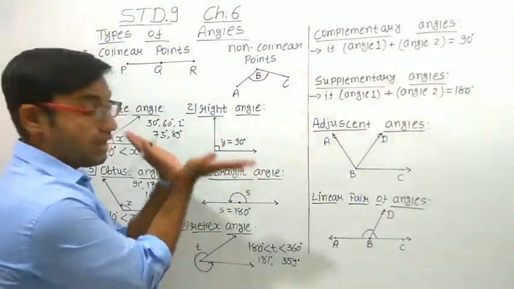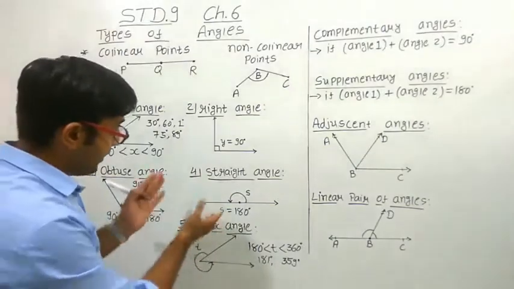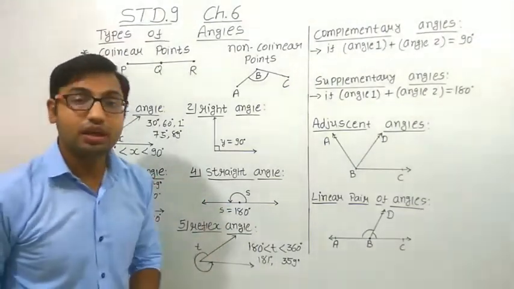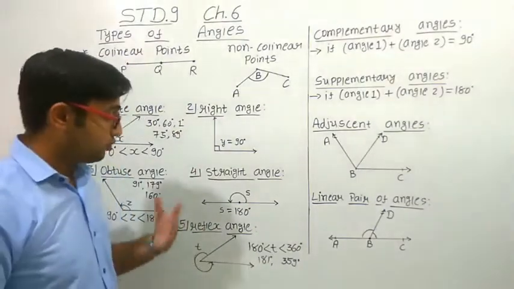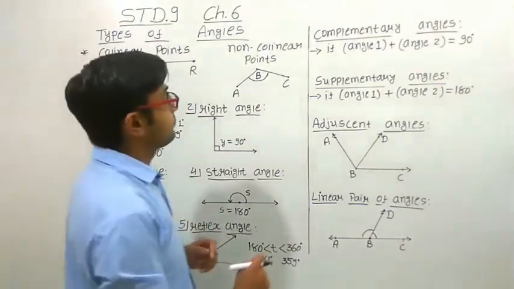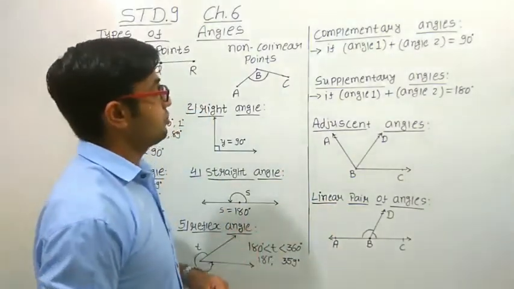If both the lines are in this way, then it will become a straight angle, and if we increase it again, then it will become a reflex angle. So these are the types of angles that we have to study. Now, some of the terminology related to the angles that we have to study.